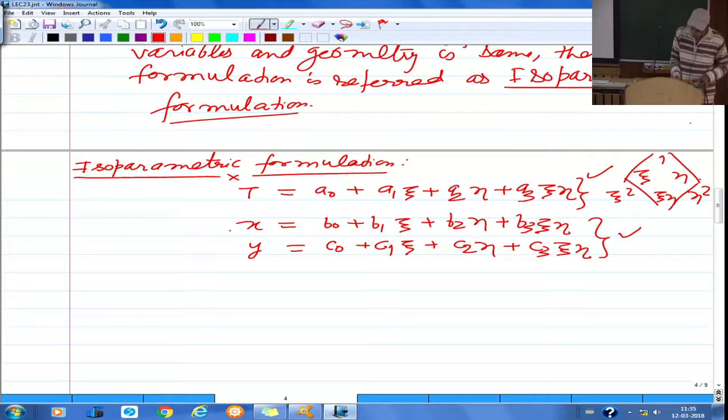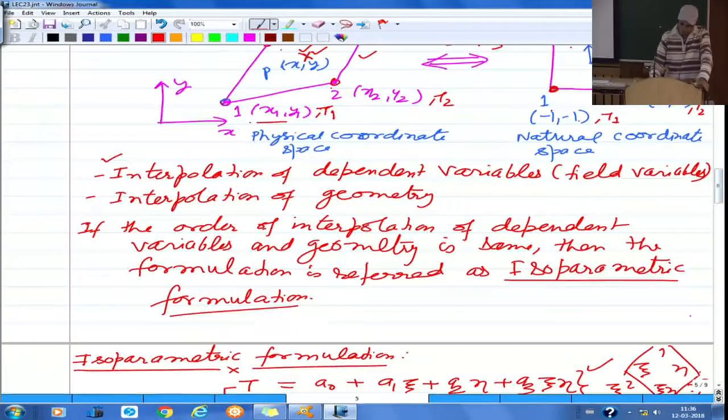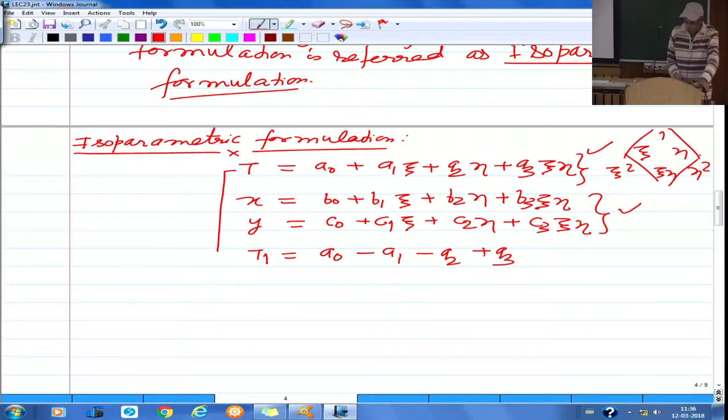So then what you do, as usual, is that T is equal to T1 at the first node. For the temperature, T1 is equal to, at the first node where the coordinates xi and eta are -1, -1, a0 - a1 - a2 + a3. That is, the value of T at node 1 is T1, and at node 1 xi is -1 and eta is -1 in the natural coordinate space. So you write this equation as a0 - a1 - a2 + a3.